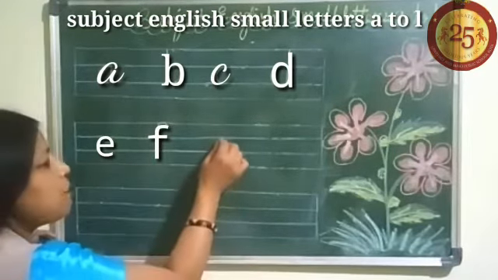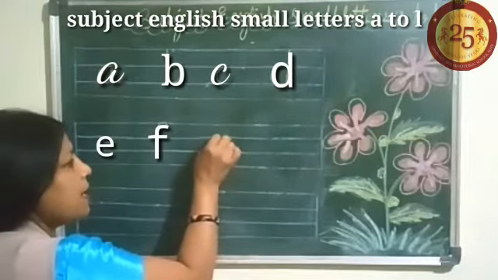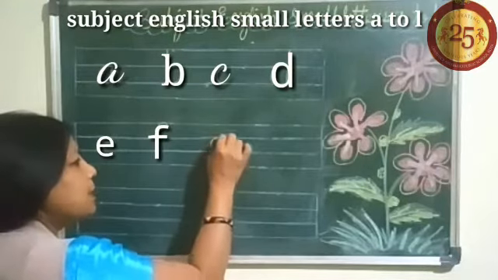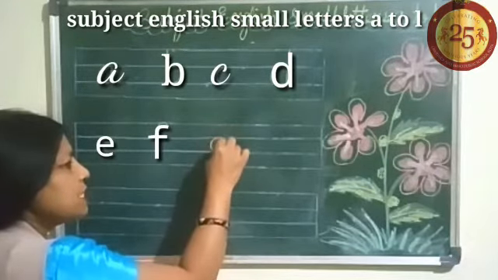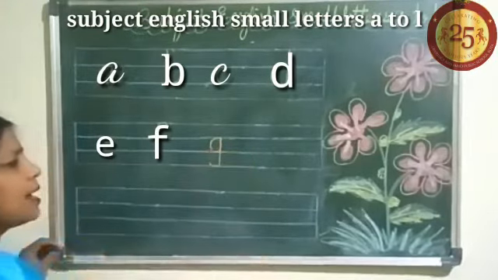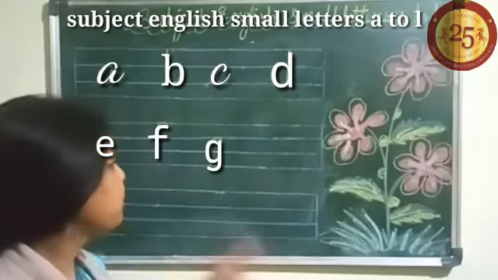Here we will write small letter G. Put your pencil here on blue line and make a half curve, blue line to blue line. Go up, touch the blue line, come down with same line. Touch the red line and slightly turn it like this. This is a small letter G.